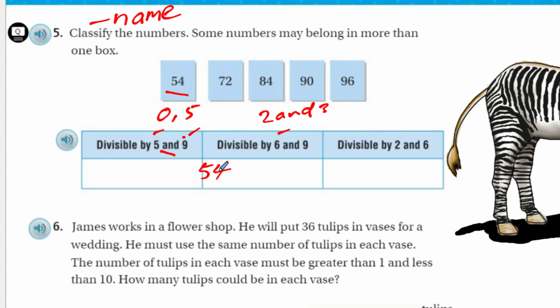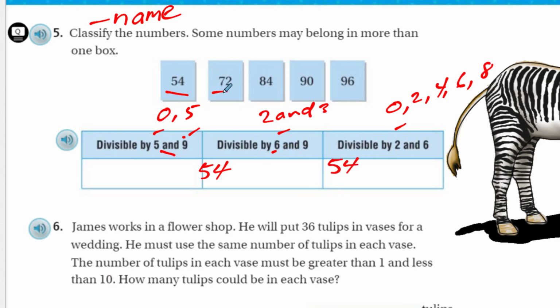Next I have, is it divisible by 2 and 6? Well, the rule for 2, even number, remember, has to end in 0, 2, 4, 6, or 8. Okay, and it does. It ends in 4, and we also already know that it's divisible by 6 because we just checked, right? With 9 times 6, so 54 would end up in this box too.